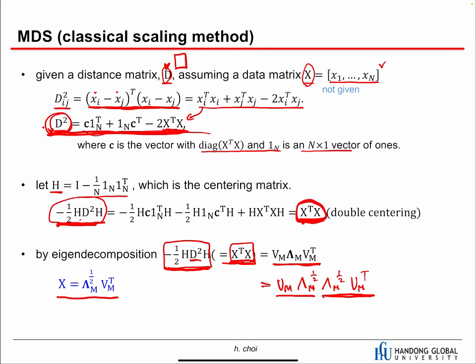So given a distance matrix D, we can calculate this one, and then we assume that this one is X transpose X. So we take the eigendecomposition of this matrix, and we get V and lambda m. Then lambda m to the power of 1 over 2 times Vm transpose is X. This is the simplest MDS algorithm. There are lots of variations, but we're not going to cover all the other variations here.